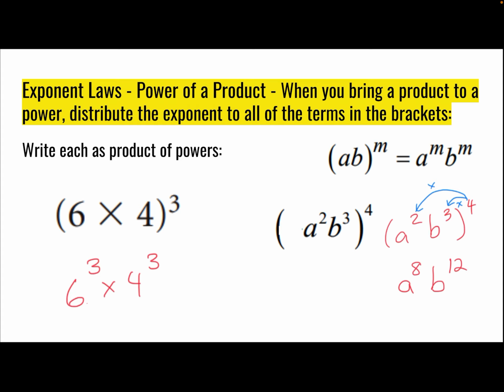And then I'm going 4 times 3. So I get b to the 12, because 4 times 3 is equal to 12. So I'm distributing that 4 into both those exponents. It's like a power of a power, so I multiply them.